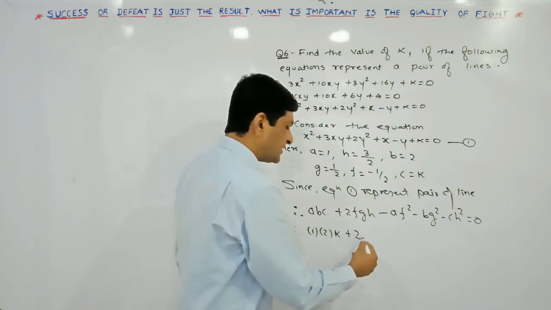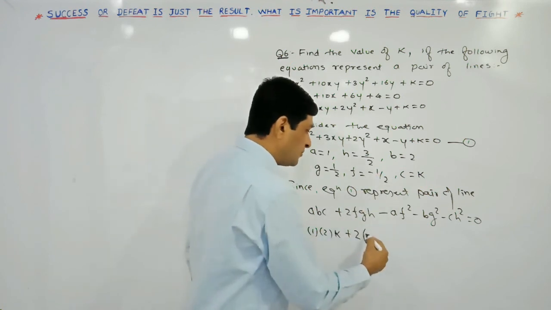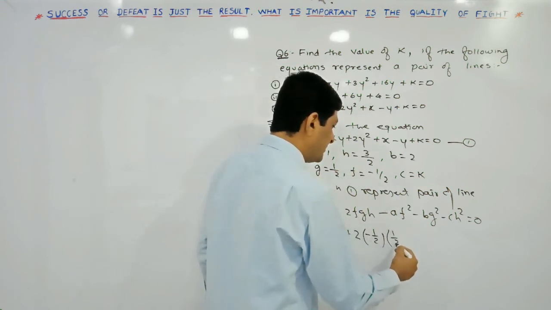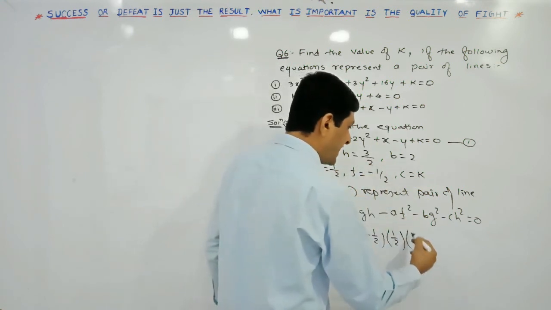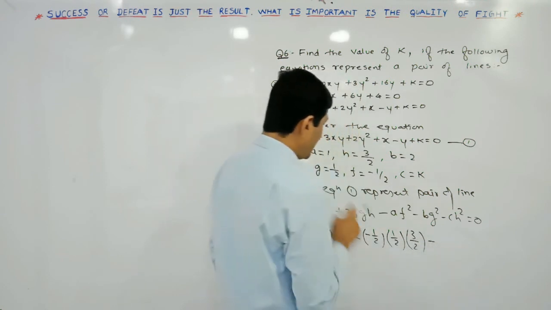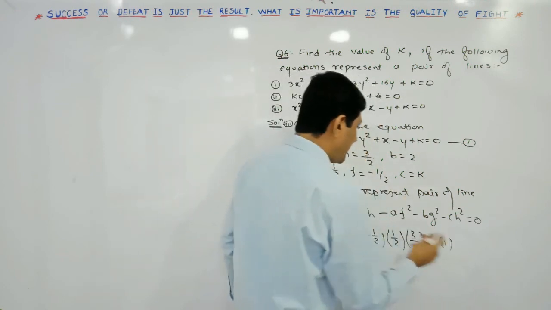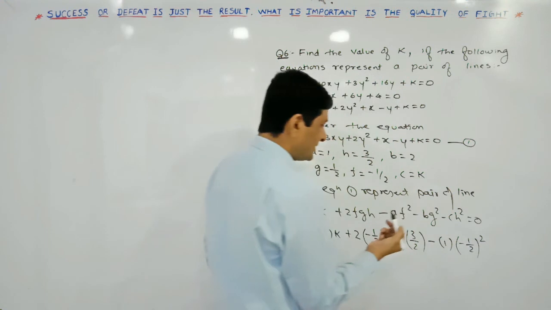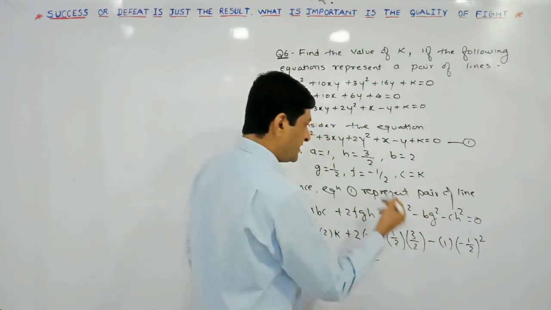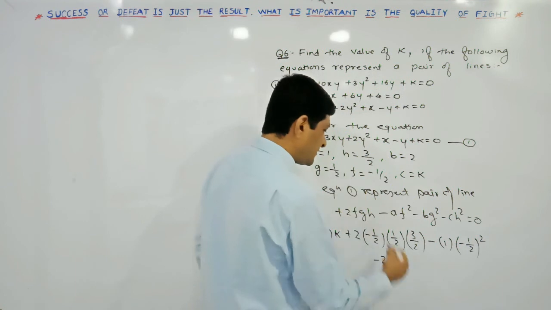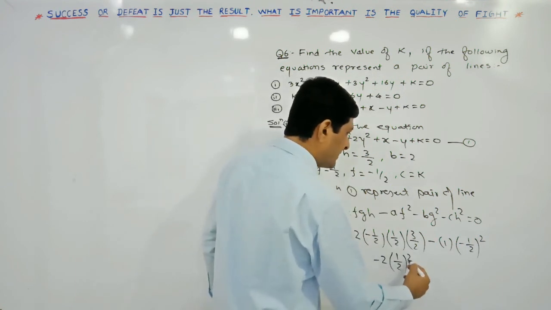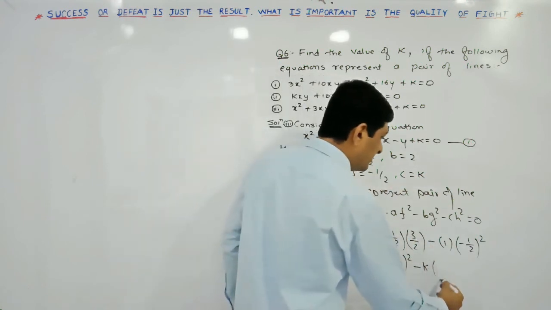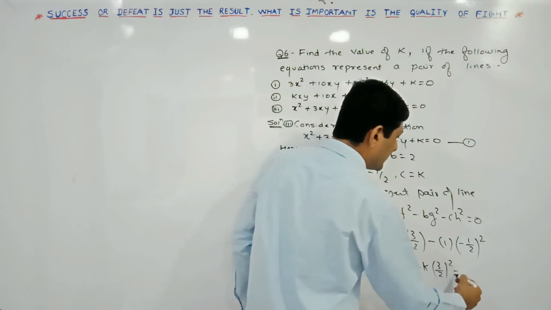Plus 2, keep it as it is, replace f by its value, that is minus 1 by 2. g I am replacing by its value, plus 1 by 2. h I am replacing by its value, 3 by 2. Minus a, again a I am replacing by 1, f by minus 1 by 2, so minus 1 by 2 whole bracket square. Then the next term will be minus b g square, b is equal to 2, and g square means square of 1 by 2, minus c h square, c is equal to k, and h is nothing but 3 by 2, so 3 by 2 whole bracket square is equal to 0.